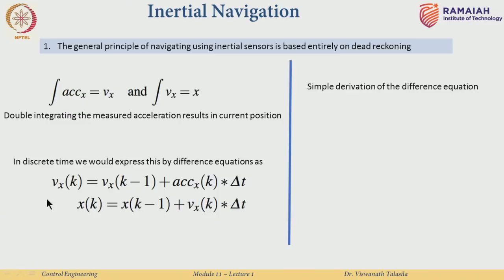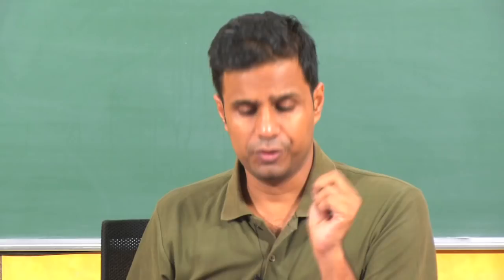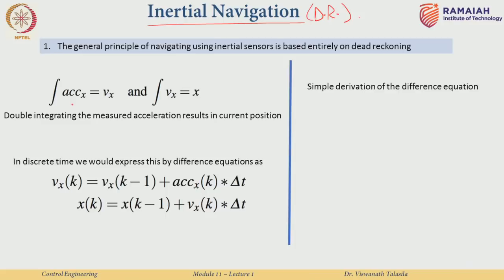So, this slide is basically on dead reckoning, all right. So, as I have said, the general principle of navigation using inertial sensors is based entirely on dead reckoning. Now, let us look at the example of accelerometers in this slide. In the next slide, we will go to gyroscope. So, what does an accelerometer measure? We saw that it measures the acceleration. Okay. So, here I have written, so let us say you have a 3-axis accelerometer, okay.